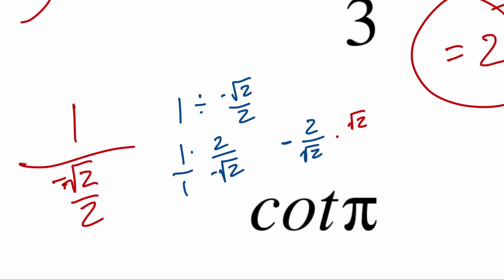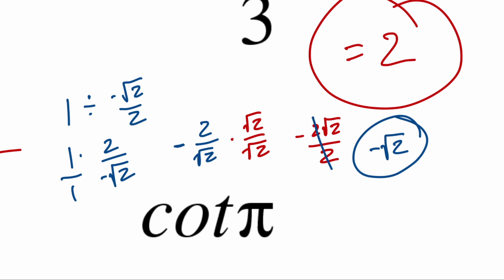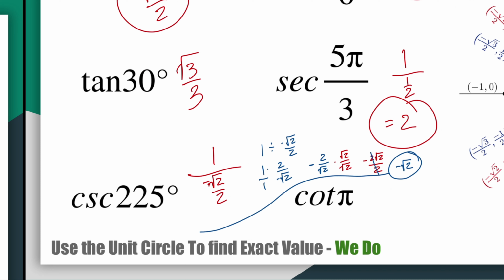We multiply by the square root of 2 over square root of 2. And we end up getting negative 2 times the square root of 2 over 2. You probably notice that those 2's can cancel. And so we just get negative square root of 2. So a lot of work for this one. That's okay. But you should have gotten negative square root of 2.